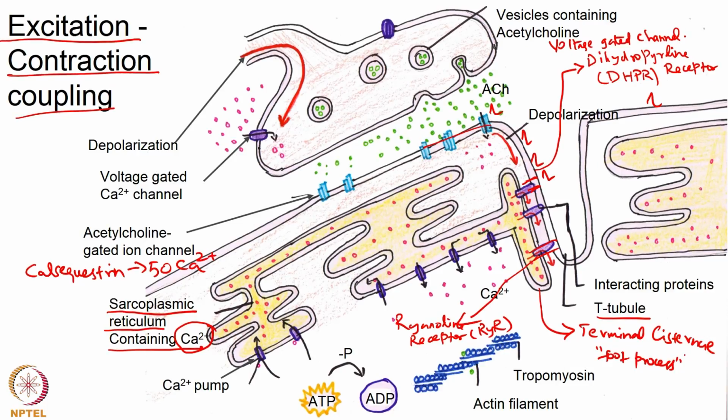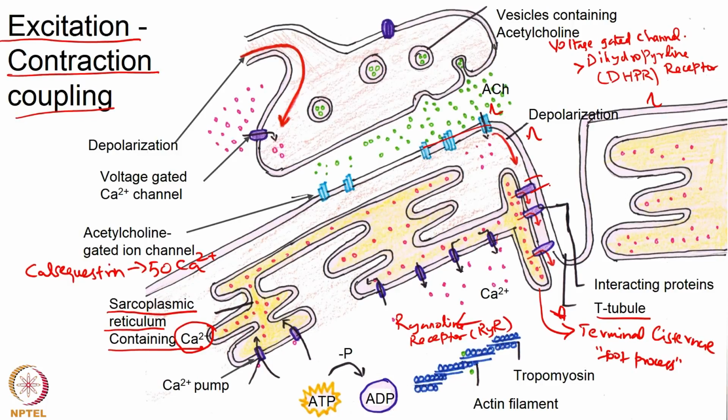But these two are in very close proximity in the T tubule. Whenever the DHP receptor opens, the ryanodine receptor also opens. Whenever an action potential reaches the T tubule, the DHP receptor opens and thus opens the ryanodine receptor, causing an efflux, or outflux, of calcium from the sarcoplasmic reticulum into the sarcoplasm of the muscle.